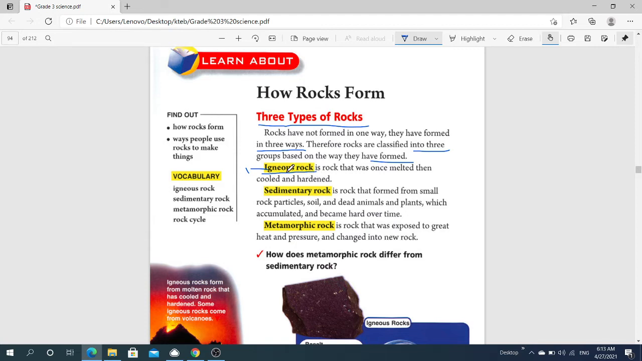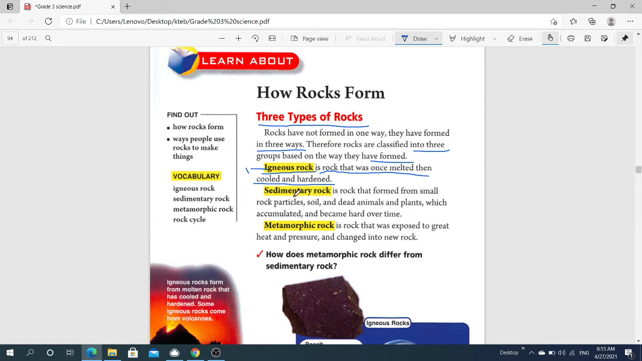This type of rock is called what? Called igneous rock. Underline all this definition of the igneous rock until here. Igneous rock is a rock that was once melted, like a liquid, then cooled and then hardened to become a rock. The second one we have is sedimentary rock.